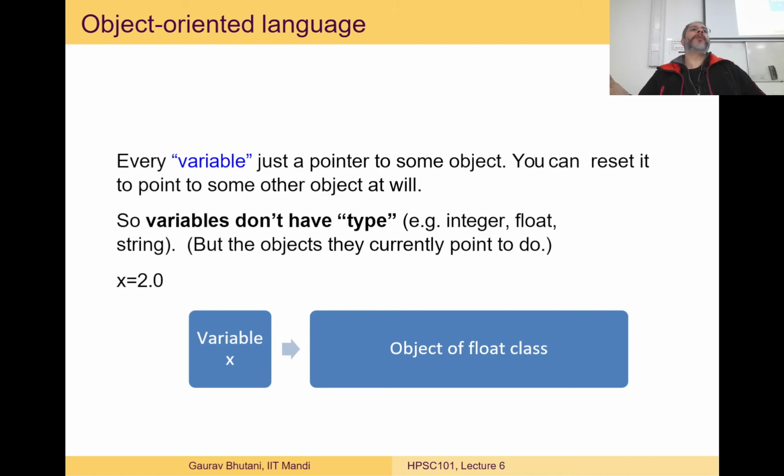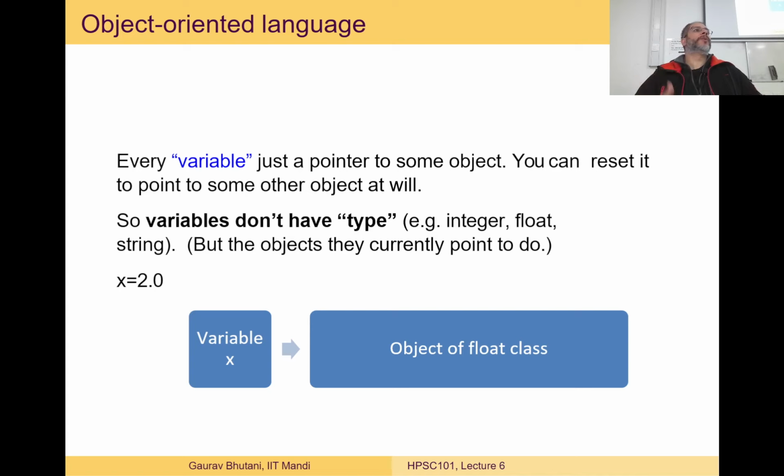x is pointing to an object which is an object of the class called float, and this is different from what you have in compiled languages. In Fortran, which is a procedural language, we have variables which have type. So in Fortran, for example, you'll say x has a type called float, but here x is simply a variable.